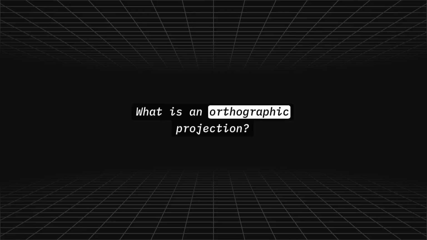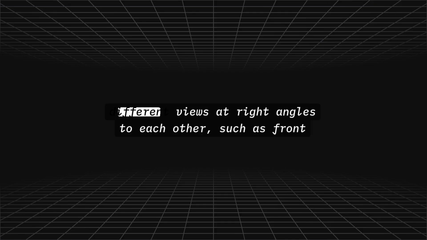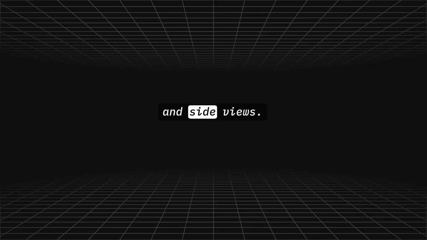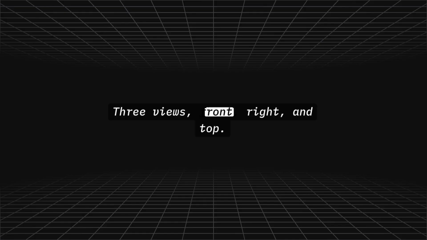What is an orthographic projection? A way of illustrating an object in a drawing by showing different views at right angles to each other, such as front and side views. How many views are required to determine the shape of an object? Three views: front, right, and top.